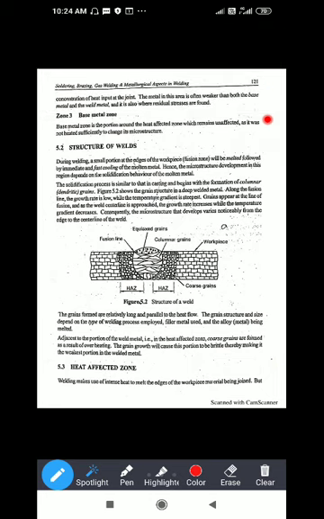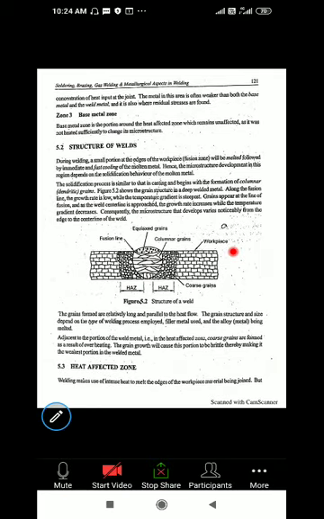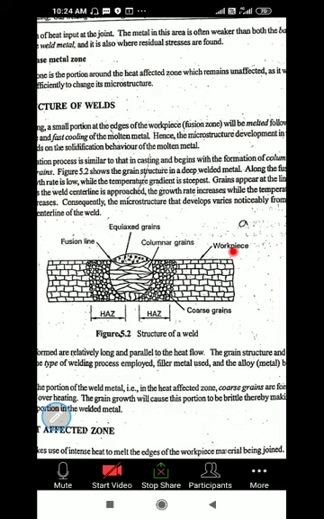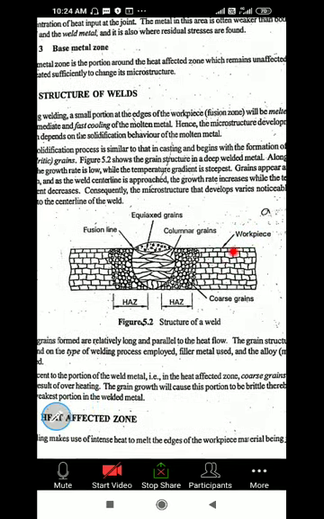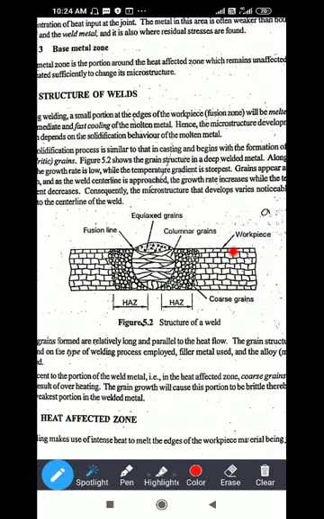now you have understood regarding zone 3 also, the base metal. Now we'll go for the structure of the weld. Now we can see over here in this diagram. So this is the base metal.